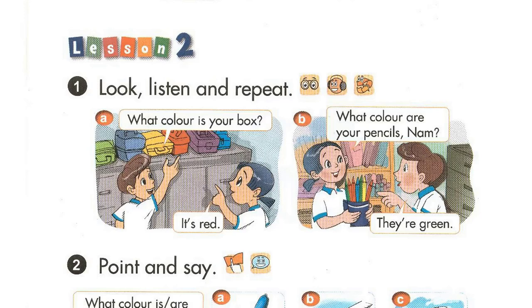Page 60. Lesson 2. Activity 1. Look, listen and repeat. A. What colour is your box? It's red. B. What colour are your pencils, Nam? They're green.